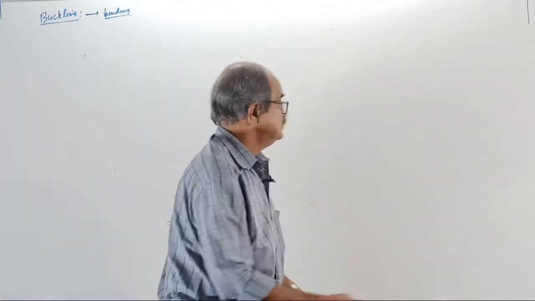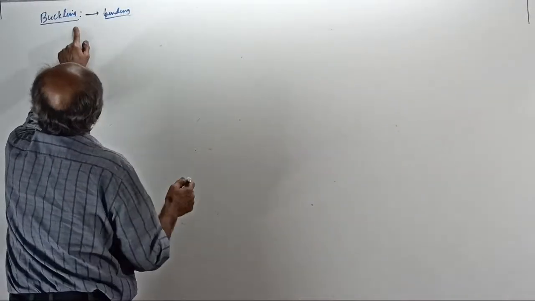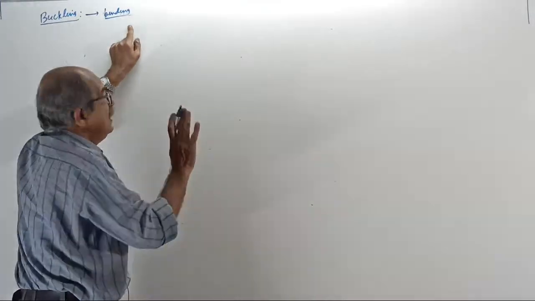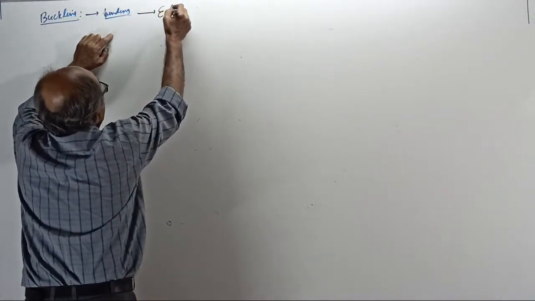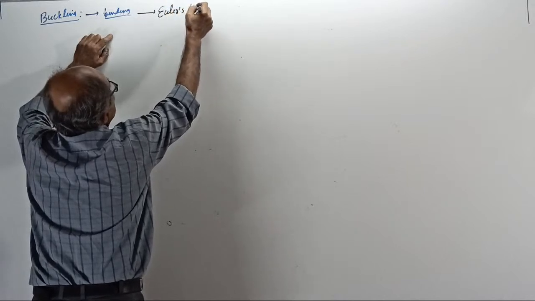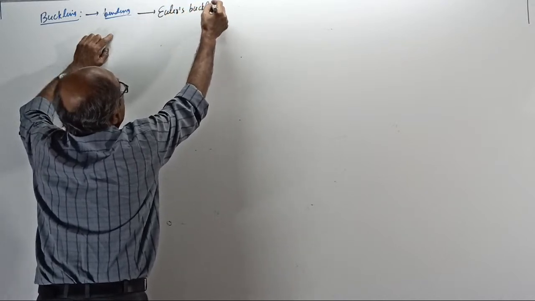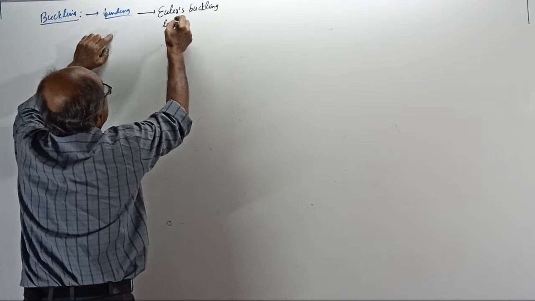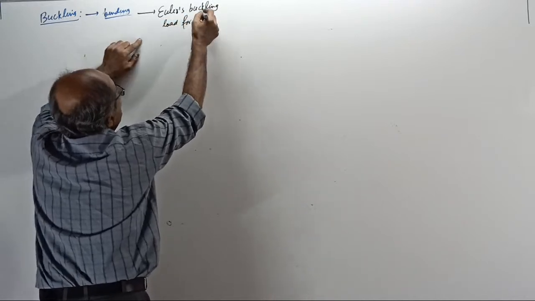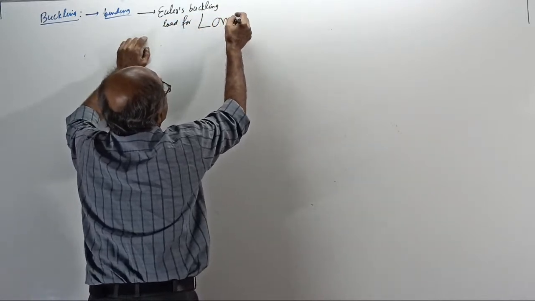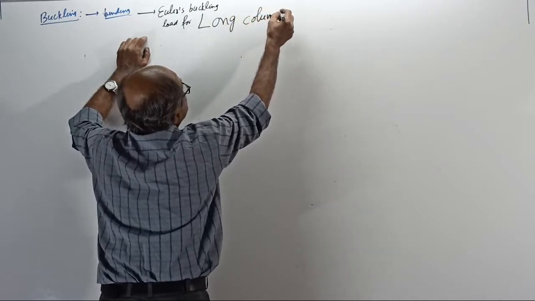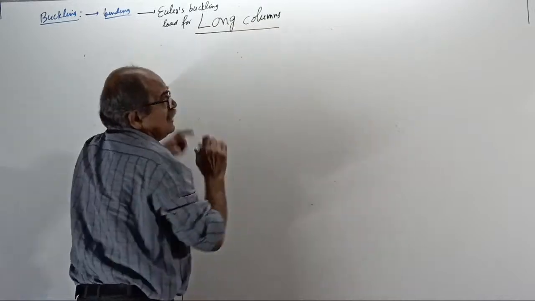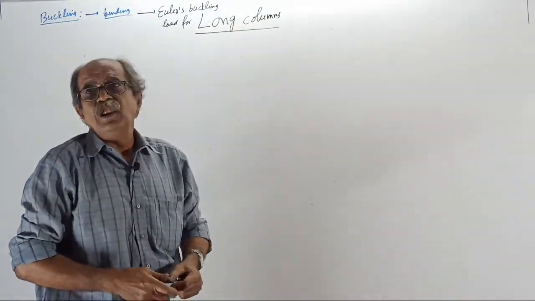Okay. Now consider buckling. That is nothing but bending only. First, you have an expression called Euler's buckling load, the buckling load for very important long columns. The person Euler derived the expression for buckling load for a long column.